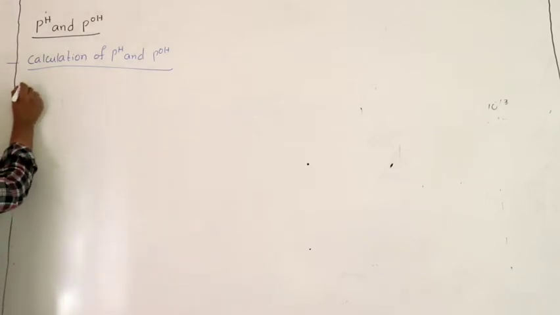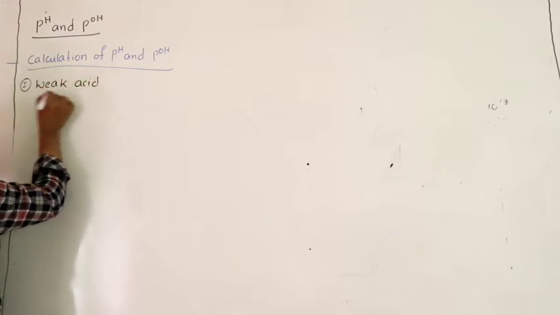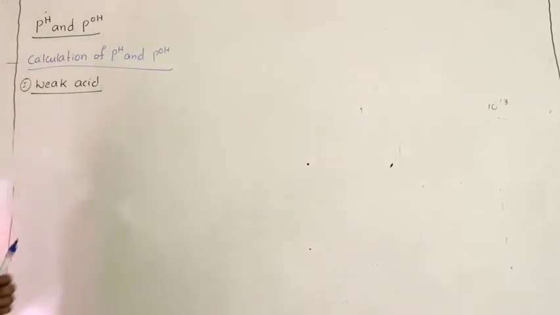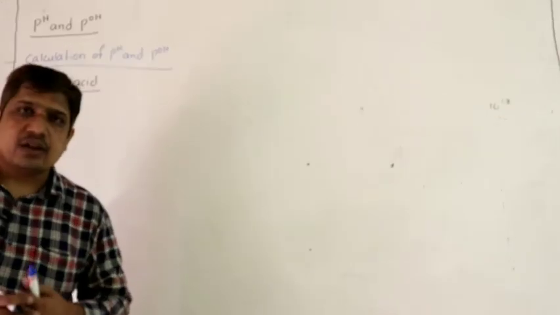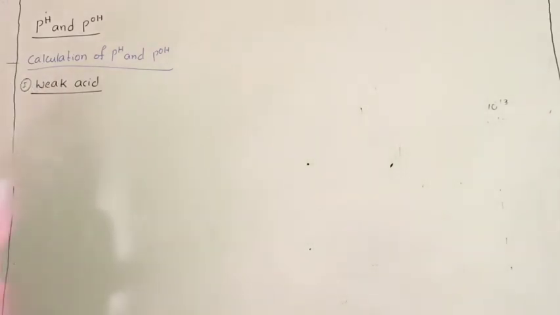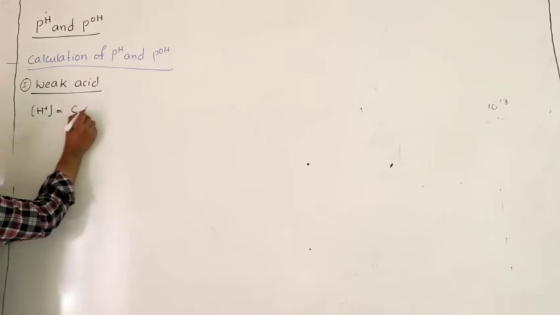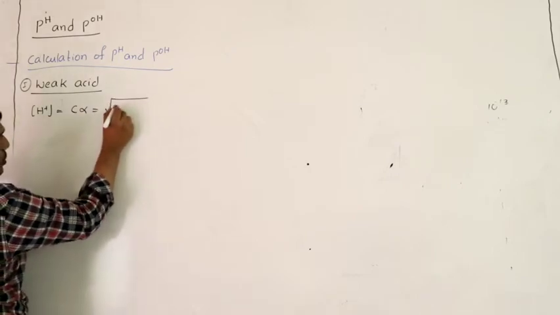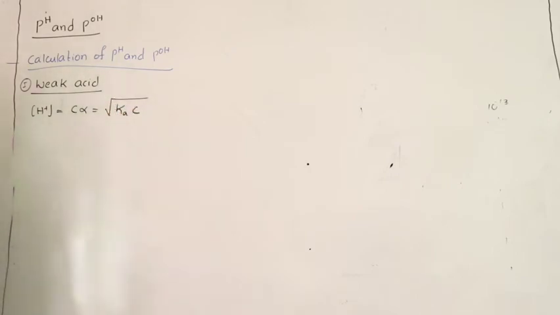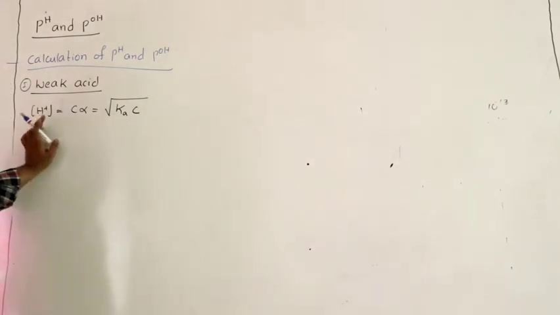Case 1: Weak acid. If the given system contains weak acid, we know that weak acid is a weak electrolyte. A weak electrolyte dissociates partially. So, if it dissociates partially, what is the H plus ion concentration at equilibrium? Already we have studied, H plus ion concentration is equal to C alpha or root over Ka into C. While writing the dissociation constant for weak acid, we have found that H plus ion concentration at equilibrium is equal to C into alpha or root over Ka into C.